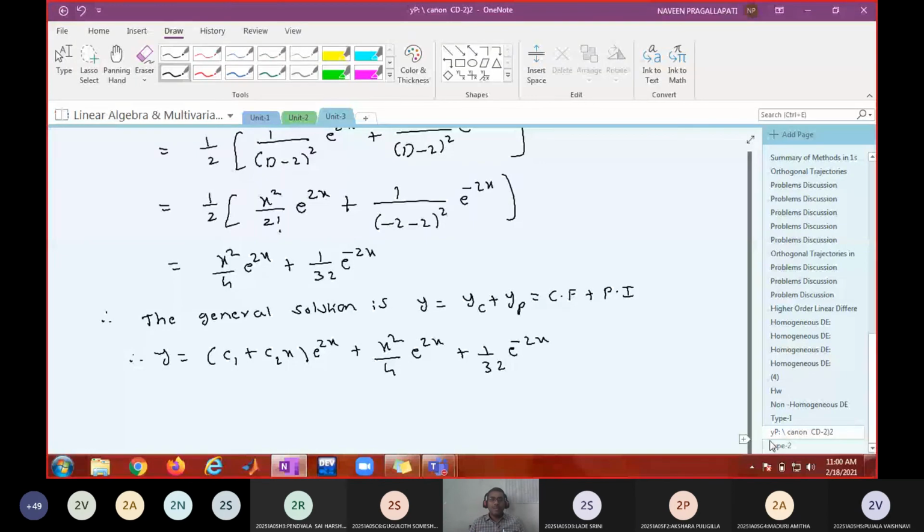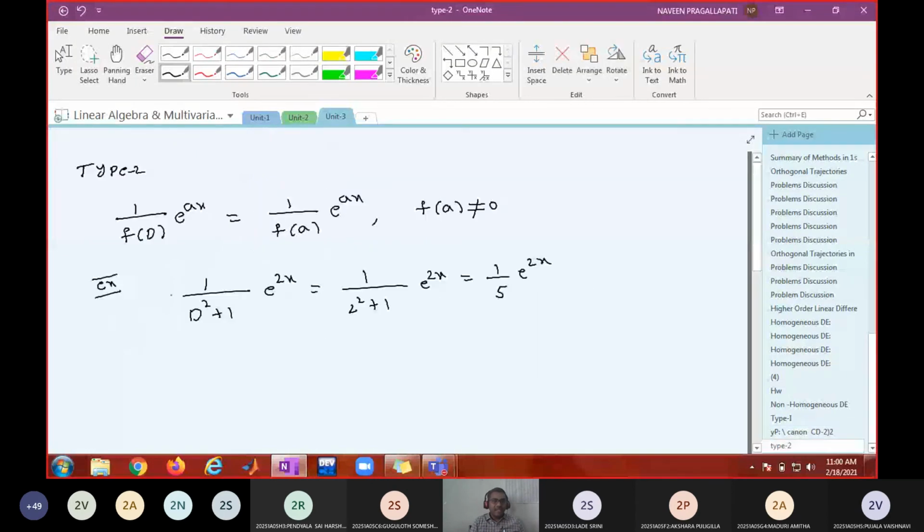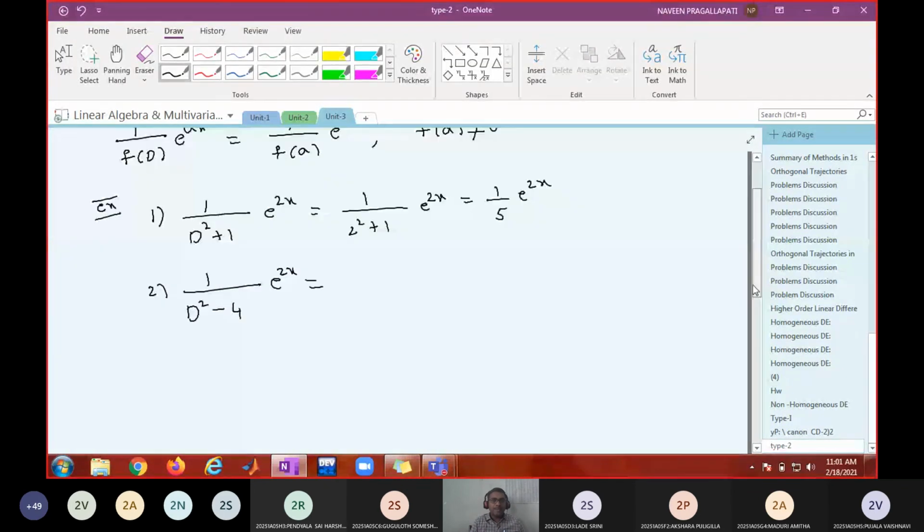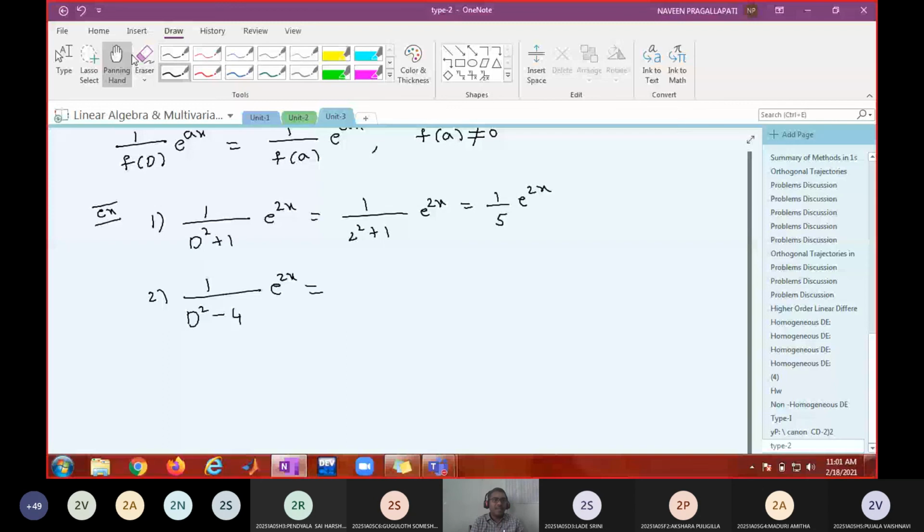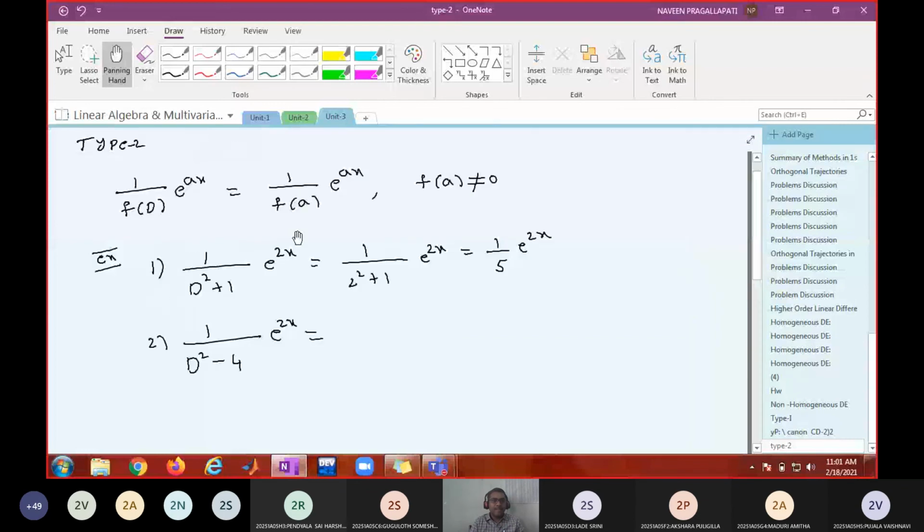Now this is example 1. There may be a situation like this: 1/(D² - 4) e^(2x). Now what do I do? When I substitute 2 here, 2² - 4, that is 4 - 4, is 0. So can I apply this formula directly? You cannot apply this formula directly because f(a) equals 0 in this case.